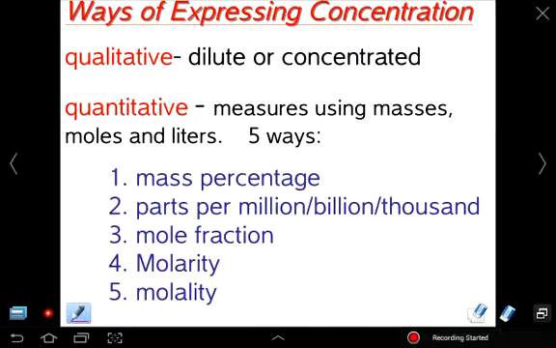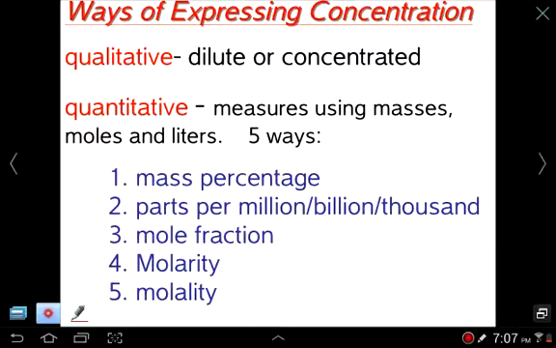Chapter 13, Lesson 2. In this lesson we'll take a look at some ways to express concentration. Qualitatively we can just say the substance is either dilute or concentrated, but it's more important to be able to tell how dilute or concentrated it is quantitatively. So we'll take a look at these 5 ways of expressing concentration.